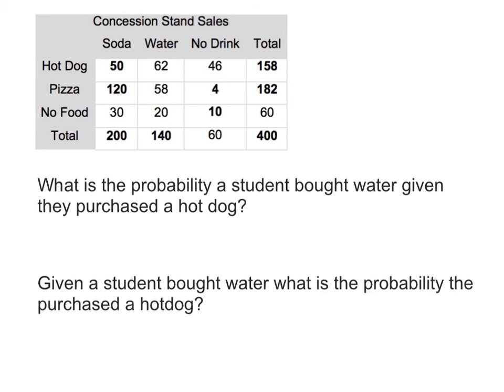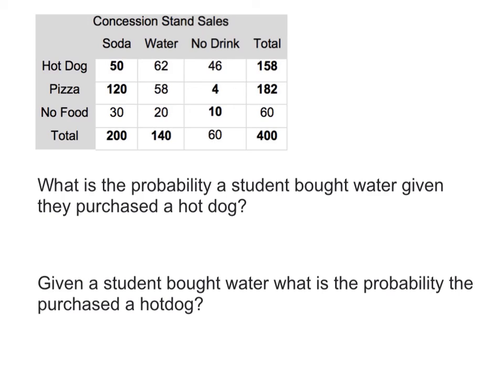Okay, so our last example here deals with a two-way frequency table on concession stand sales. So why again is it called a two-way frequency table? Well, remember, we have frequencies going in two ways. We have the rows being added up to a total, and then we have the columns being added up to a total. Hence, two ways, two-way frequency table.